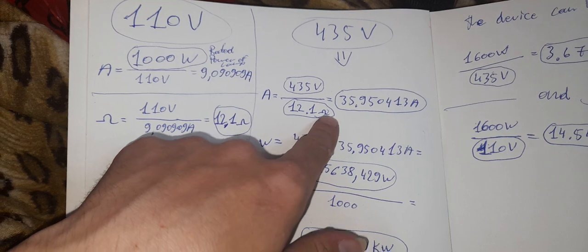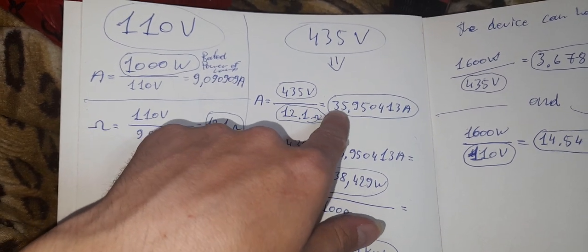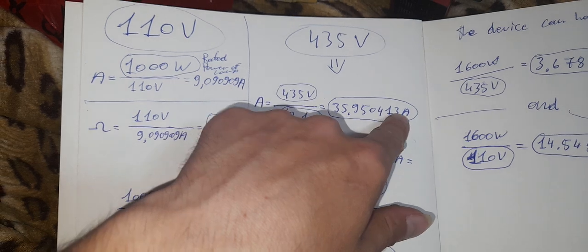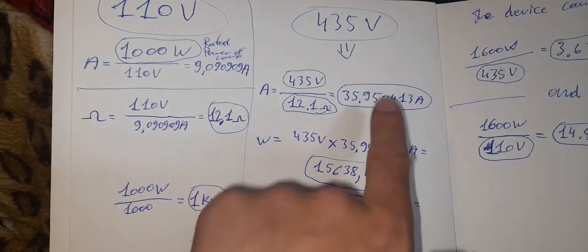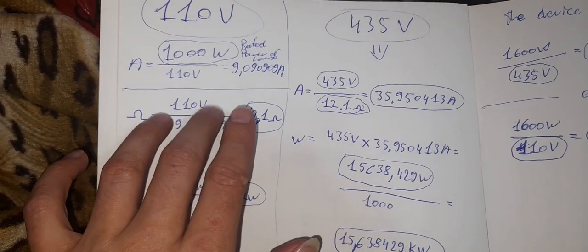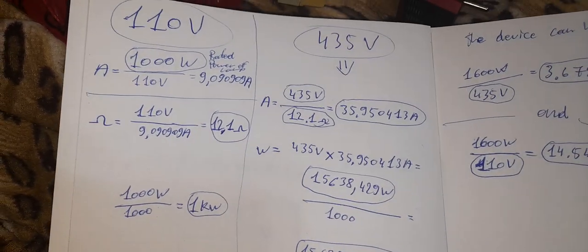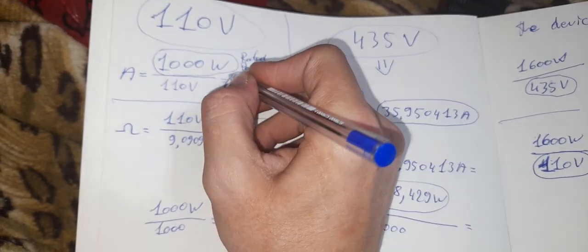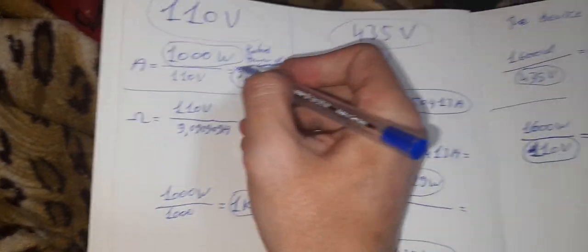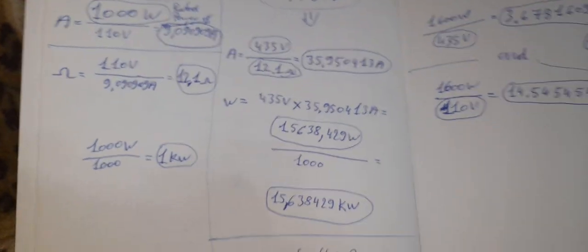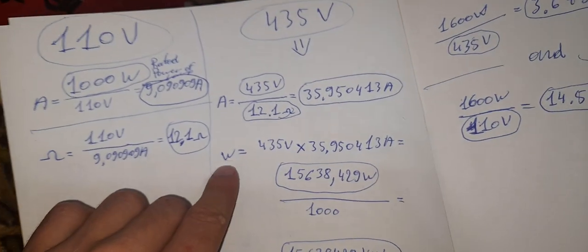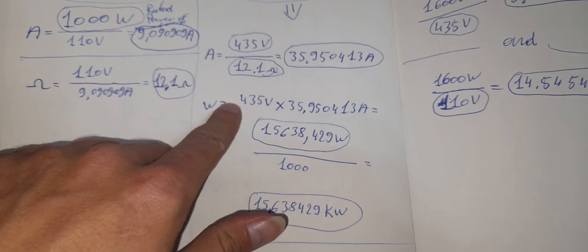12.1 ohms equals 35.950413 amps. So it's higher than 9.09 amps here, as you can see. Well, let's go down to find the wattage.